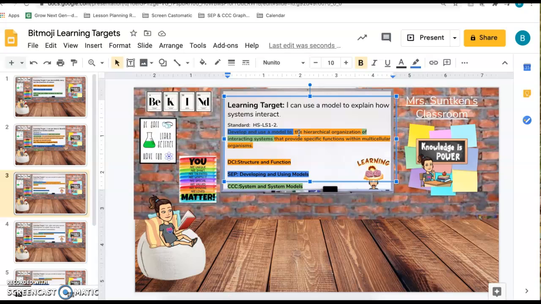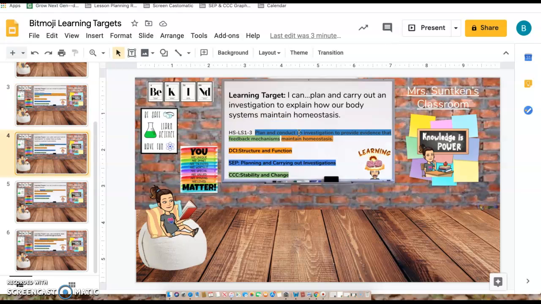Our learning target is going to be: I can plan and carry out an investigation to explain how our body systems maintain homeostasis. Our standard is HS-LS1-3, and it says, plan and conduct an investigation to provide evidence that feedback mechanisms maintain homeostasis. We're going to be looking at how our body uses each and every system to maintain homeostasis, and we'll talk about a specific few of those systems. Remember, homeostasis is that internal balance that our body works to keep up with.